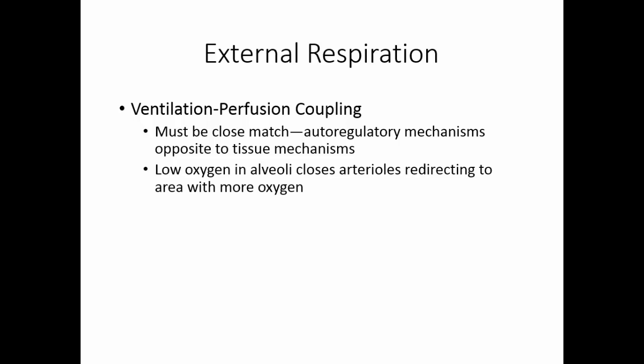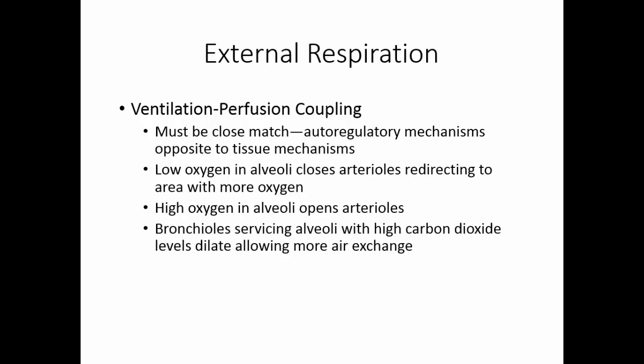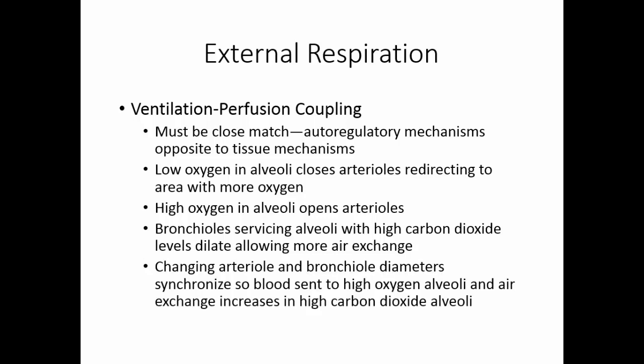Low oxygen in the alveoli closes the arterioles so that blood is redirected to areas of the lungs with more oxygen. This is just the reverse of the tissue where low oxygen opened the arterioles. High oxygen in the alveoli causes the arterioles to open so that more blood goes there. If there's oxygen there, that's where we want the blood to go. The bronchioles that are servicing the alveoli with high carbon dioxide levels will dilate to allow more air exchange. The changing of the arteriole and the bronchiole diameters synchronize, so blood is always sent to high oxygen alveoli and air exchange increases in high carbon dioxide alveoli.